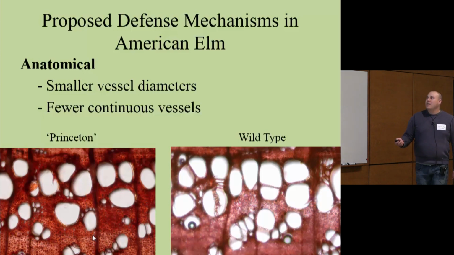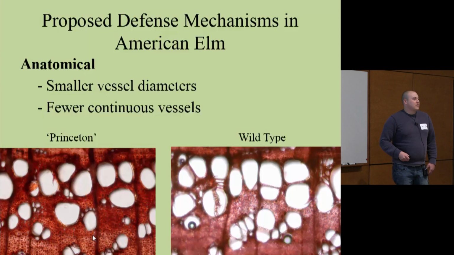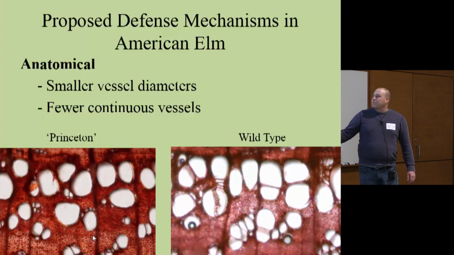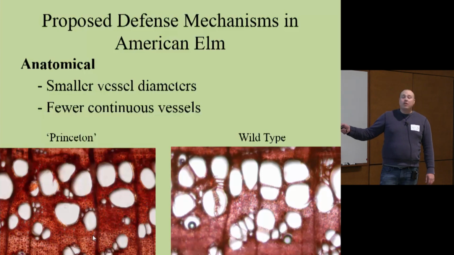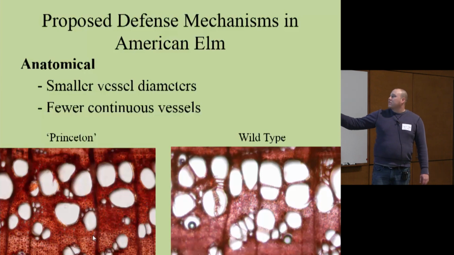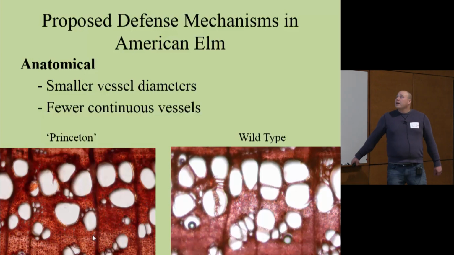But here you can see Princeton. This is one that's fairly resistant to Dutch elm disease, and you also have a wild type. You can see here it has smaller overall vessels compared with the wild type here, which is susceptible, and also fewer continuous vessels. So here are the continuous. A lot of these larger cells are actually separated, where they're not actually touching.